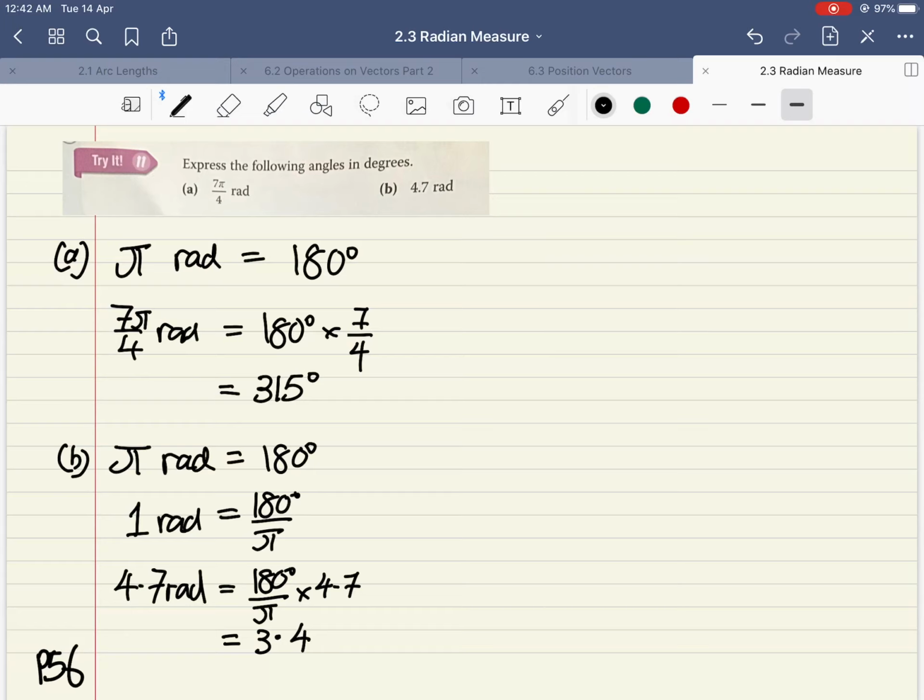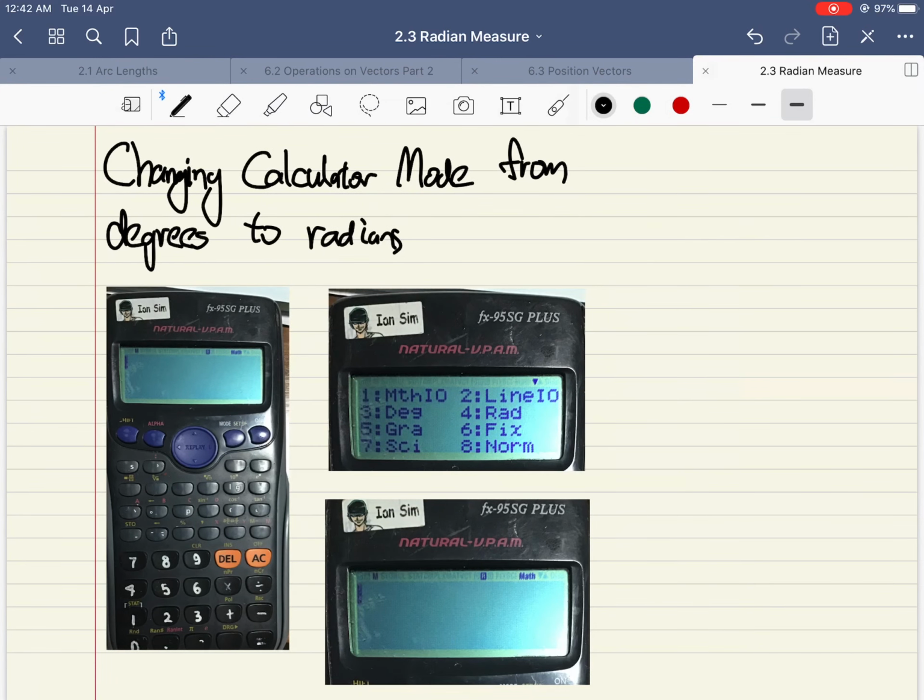So what I get here is 269.3 degrees, correct to 1 decimal place.